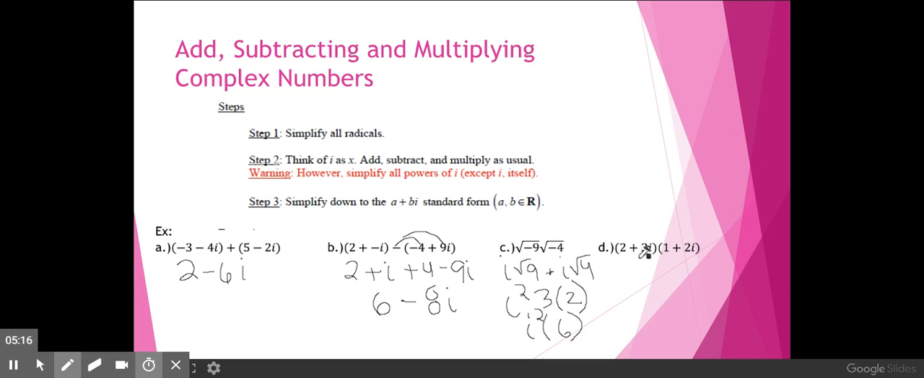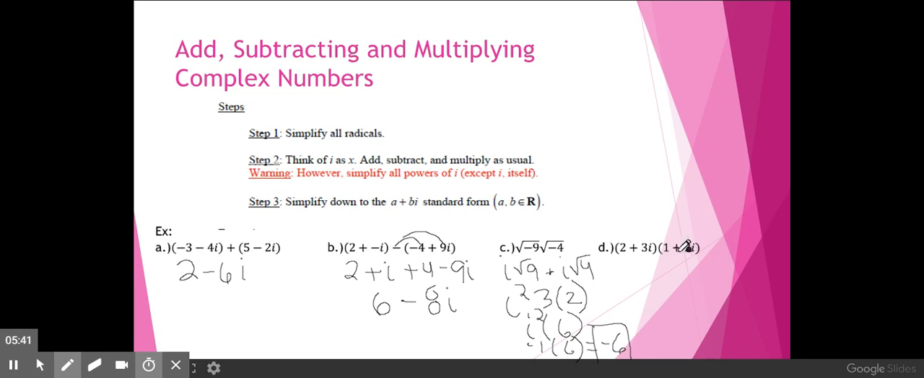Now, before on the first slide, we said that since i is equal to the square root of -1, i squared is equal to -1. So this would be the same thing as -1 times 6, which is -6. And that's important to know, that i squared needs to simplify to -1. We will never have an i squared in our final answer. We only ever have a single i.